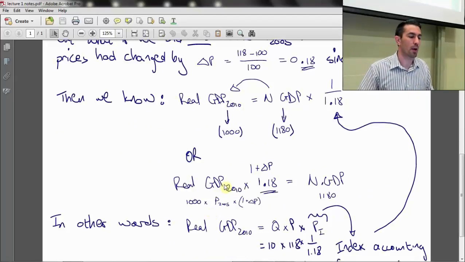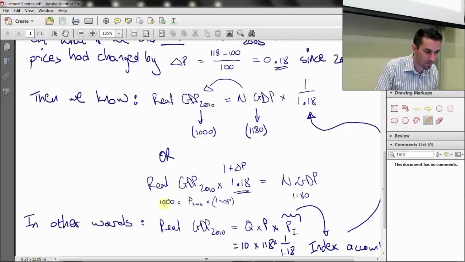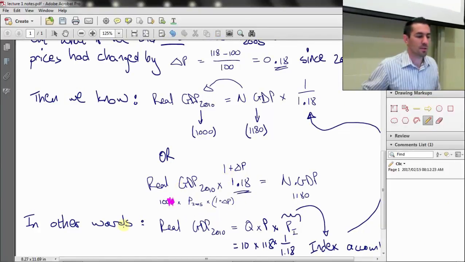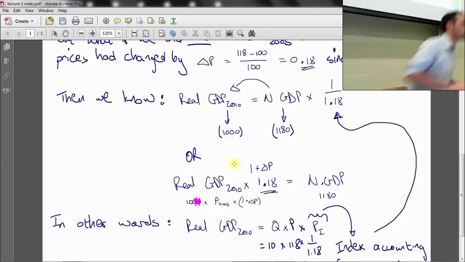Or, alternatively, we can say that our real GDP in 2010 times the change in prices must equal our nominal GDP in 2010. In other words, if we know our real GDP, we've already calculated, we know it's 1,000, we take 1,000 multiplied by the change in prices. Sorry, that shouldn't actually be 1,000, that should be 10. Let me just adjust that quickly. Okay, there we go. So our real GDP in 2010 should be 10 times the price level in 2000 times the change in price level. In other words, 1,000 times 1.18 gives us 1,180. So it's the same equation that we're dealing with here, just working backwards.